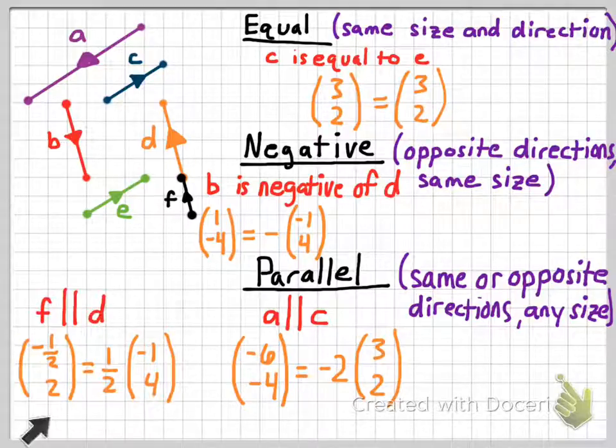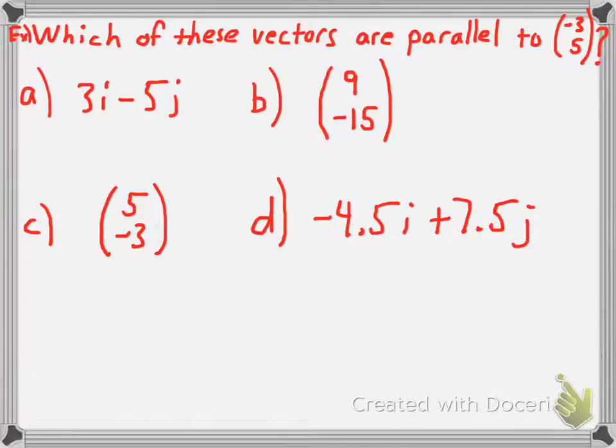And the reason we can say it is because we can write the component form of F as the component form of D times the scale factor, that scale factor happening to be 1/2, right? 1/2 times -1 equals -1/2. 1/2 times 4 equals 2. Those vectors are parallel. And it's this idea of scalars that you're going to use to determine if two vectors are parallel, and you're going to do that right now. I want you to figure out which of these vectors are parallel to the vector -3, 5. So take some time and do that real quick, please.